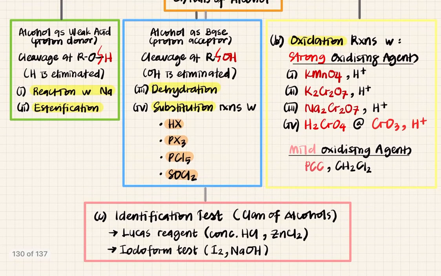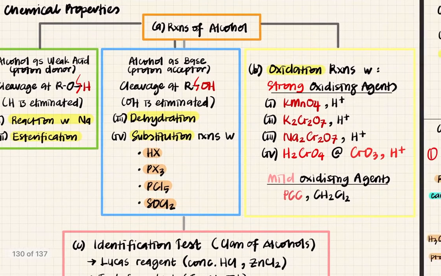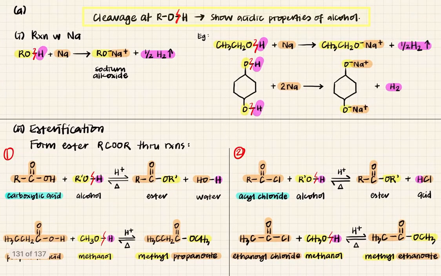And then you have identification tests. Lucas reagent is to determine the class of alcohol, while iodoform test is to detect the presence of methyl carbinol. So we will look at what methyl carbinol is. Alright, so let's start with the first type of cleavage, which is when your alcohol acts as acid.